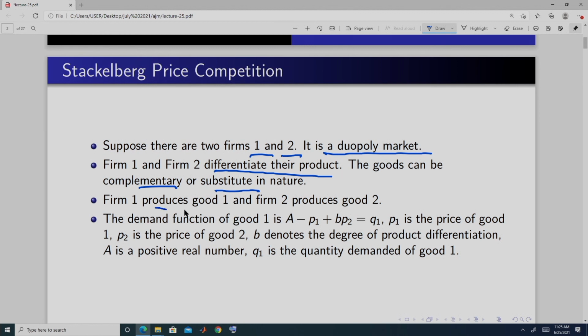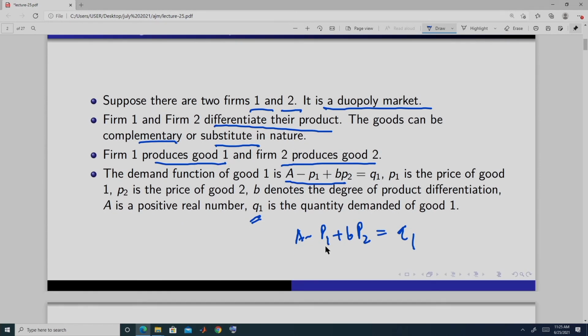So, firm 1 produces good 1 and firm 2 produces good 2, and the demand function of good 1 is A minus P1 plus B P2 is equal to Q1. P1 is the price of good 1, P2 is the price of good 2, and B denotes the degree of product differentiation. A is a positive real number and Q1 is the output. If you look at this demand curve, it is downward sloping in P1, the price of good 1. We will come to this slightly later.